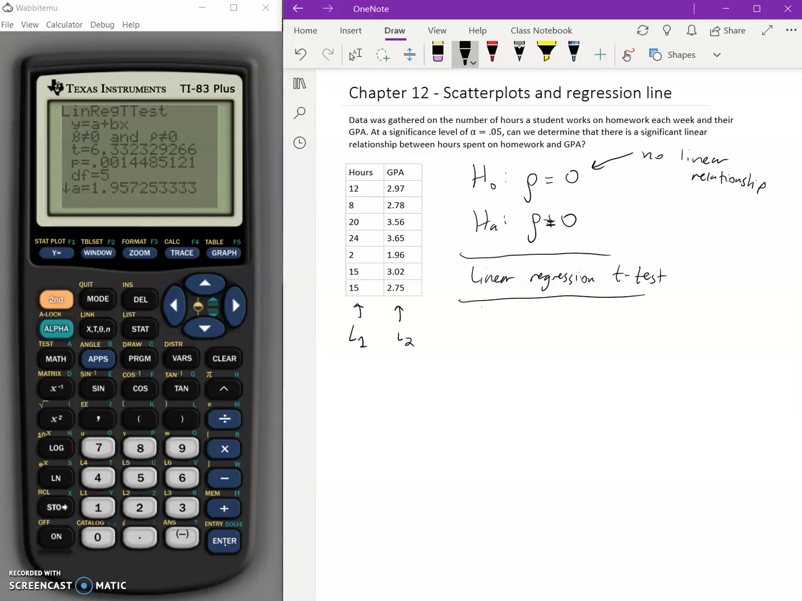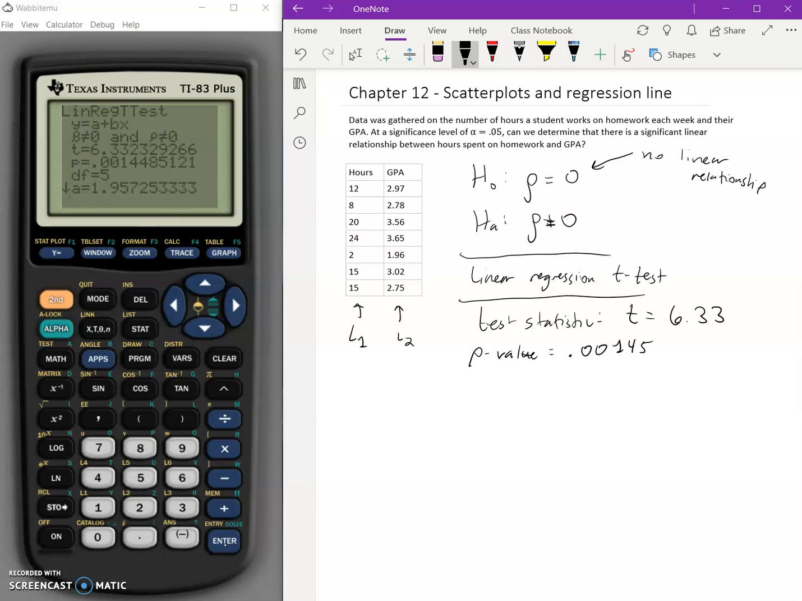So from here, we can find our test statistic is going to be t is equal to 6.33. Now, at this point, you should have an intuition behind test statistics and realize that's super big. That's a giant value. So my p-value should be very small. So my p-value is going to be equal to 0.0014, say, 5. Now, if you notice, there's degrees of freedom, that's 5.